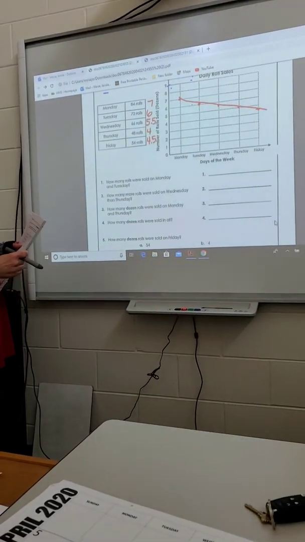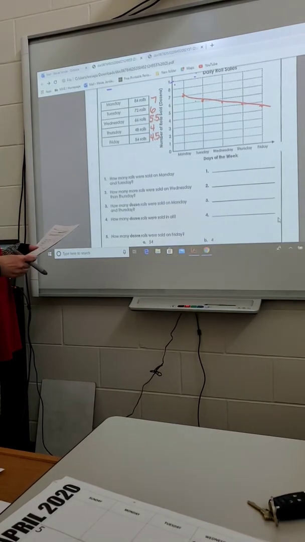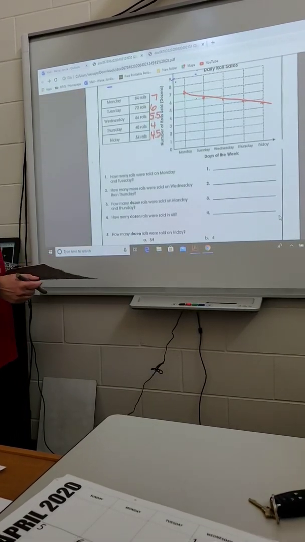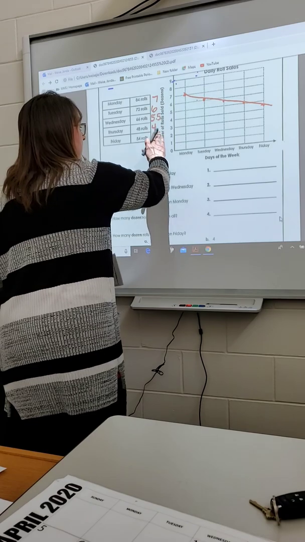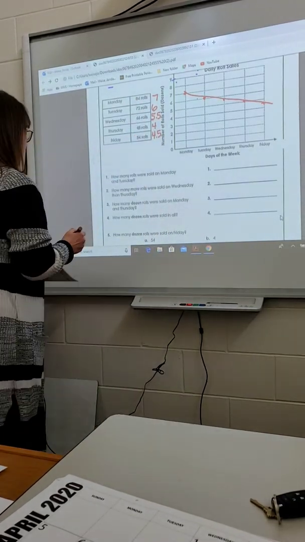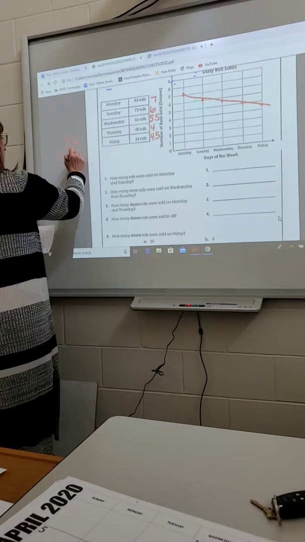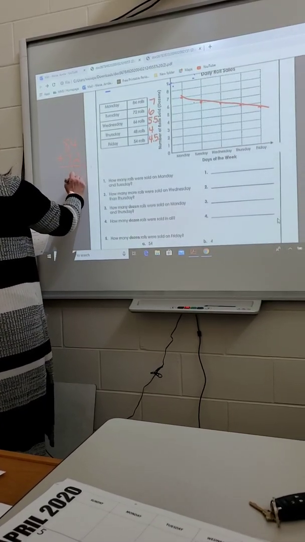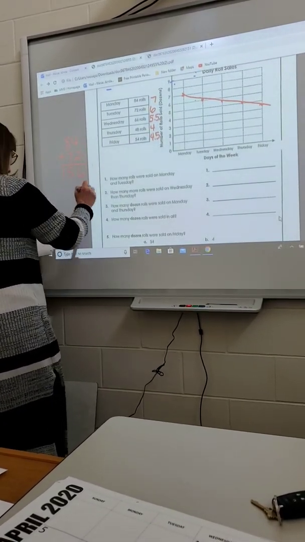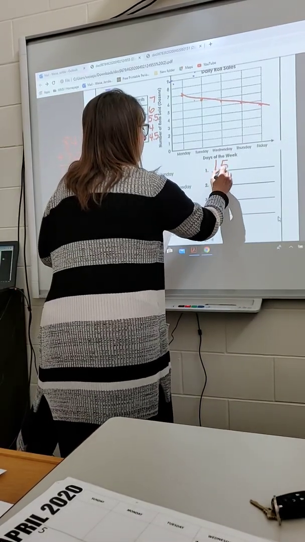How many rolls were sold on Monday and Tuesday? So now, even though we changed it to this, now we're going to go back to the rolls. So we're going to have 84 plus 72. 2 plus 4 is 6. 8 plus 7 is 15. That's 156 rolls.